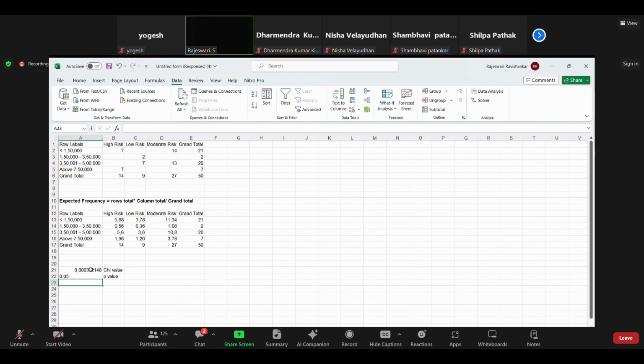See the above, it is 0.0035. So it is less than 0.05. In that case, I'll accept my alternative hypothesis. So what is the alternative hypothesis? There is a difference between my level of income and the risk taking. Clear, everyone? How did I come to a conclusion, and how did I do the chi-square?